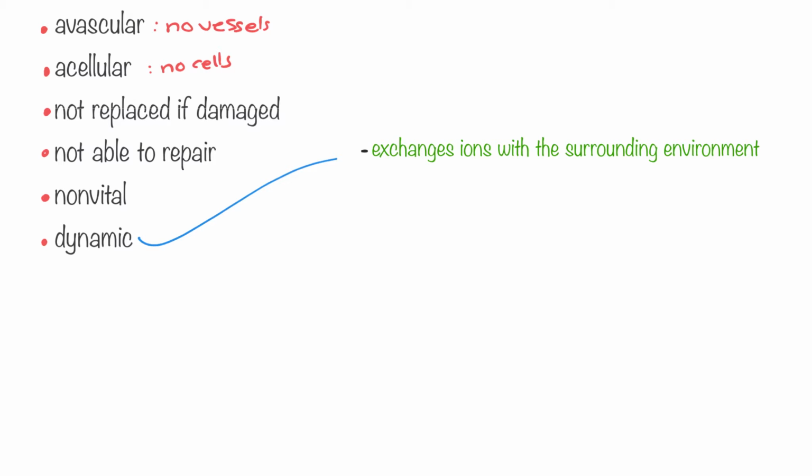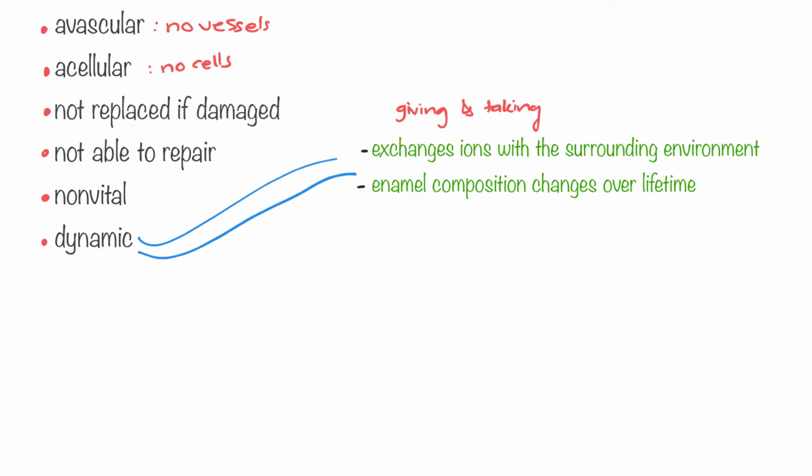First of all, the enamel exchanges ions with the surrounding environment, meaning that there is a continuous process of giving and taking happening between the enamel and its surroundings. So remember, enamel doesn't just stay there and keeps its ions to itself. No, it gives and takes ions from its surroundings. Now let's see the second thing that makes enamel dynamic. Enamel composition changes over lifetime. This means that since it gives and takes ions over time, of course its composition is going to change.